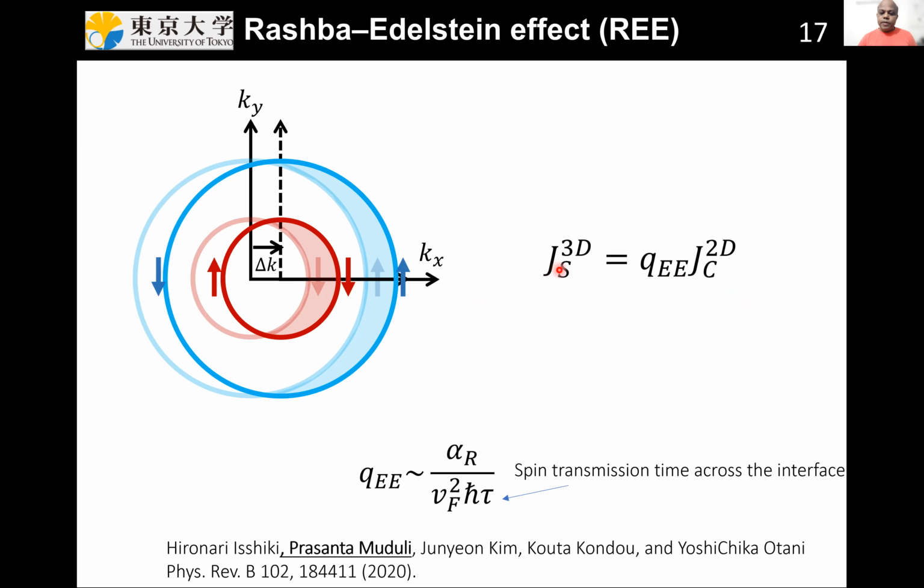And the magnitude of the spin current will be given by this expression over here, where Q is the spin charge conversion efficiency. And doing a little bit of math, you can show that this Q depends on the Rashba parameter, the Fermi velocity, and a time scale, which is the spin transmission time across the interface. So if you do a little bit of dimensional analysis, you can see that this charge current is a two-dimensional current and the spin current is a three-dimensional current. So this Q has a dimension of 1 over length.